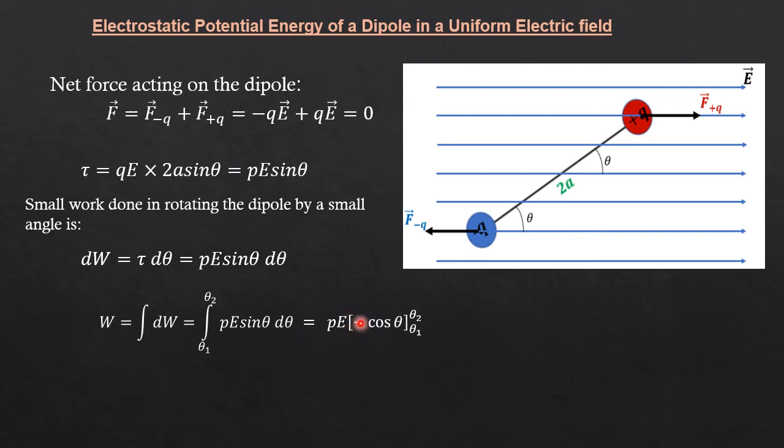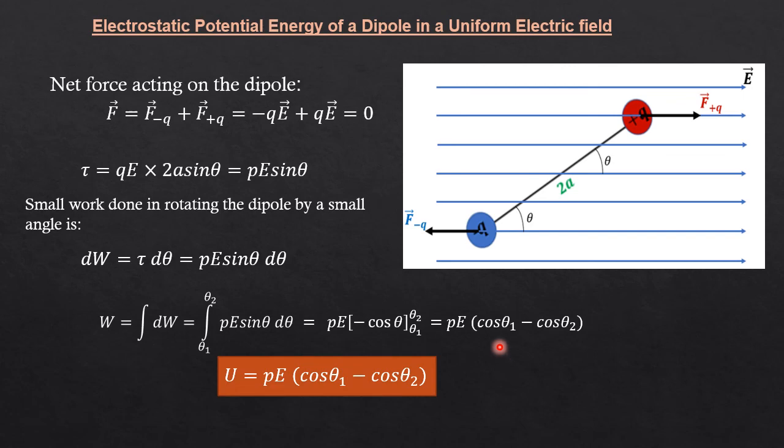So let us avoid this minus sign inside this bracket by interchanging the lower limit and upper limit. The lower limit theta 1 will become the upper limit. Instead of writing minus cos theta from theta 1 to theta 2, we will write cos theta from theta 2 to theta 1. Now apply the upper limit minus lower limit. You will get pE into cos theta 1 minus cos theta 2. So the work done to rotate the dipole from an angle theta 1 to theta 2 is given by pE (cos theta 1 minus cos theta 2). This work done will be stored as the potential energy. Therefore, U of a dipole which is kept in a uniform electric field is given by pE (cos theta 1 minus cos theta 2).